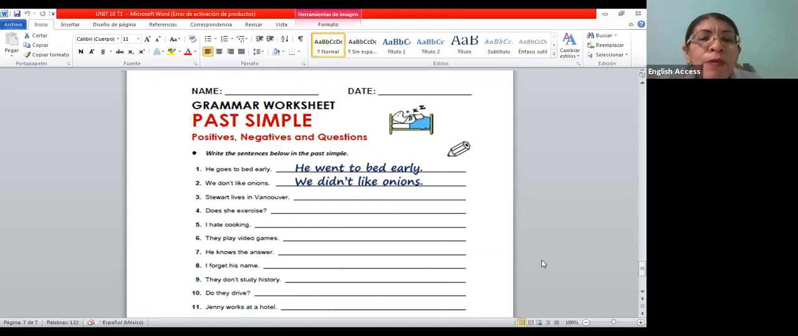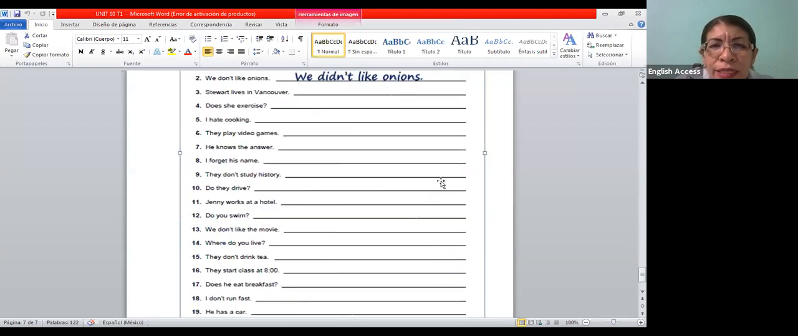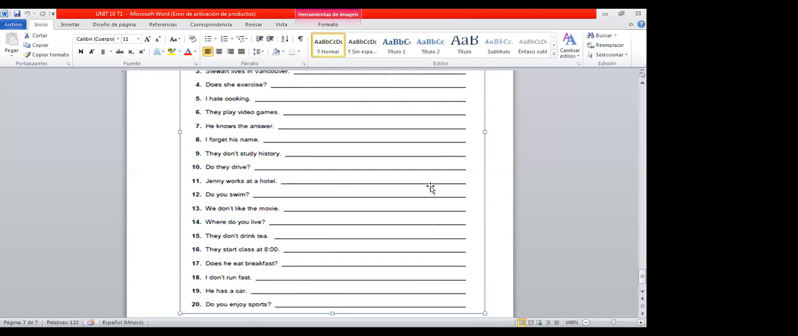For example, number one, he goes to bed early, present. Past, he went to bed early. Number two, we don't like onions, simple present. Simple past, we didn't like onions. So that's what you're going to do. You're going to change these sentences into the simple past. Okay, Luis? Okay.